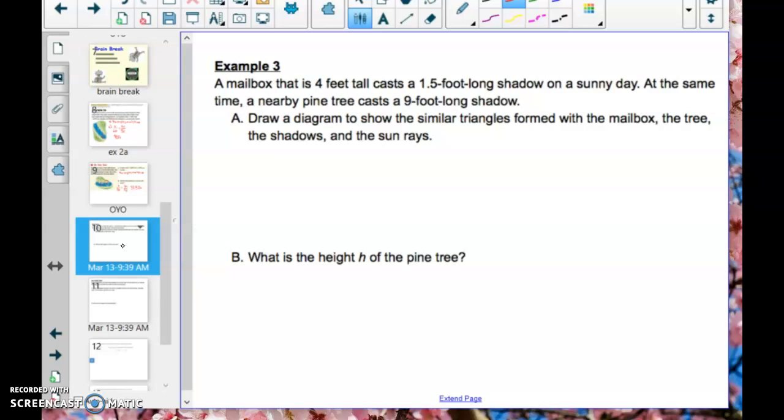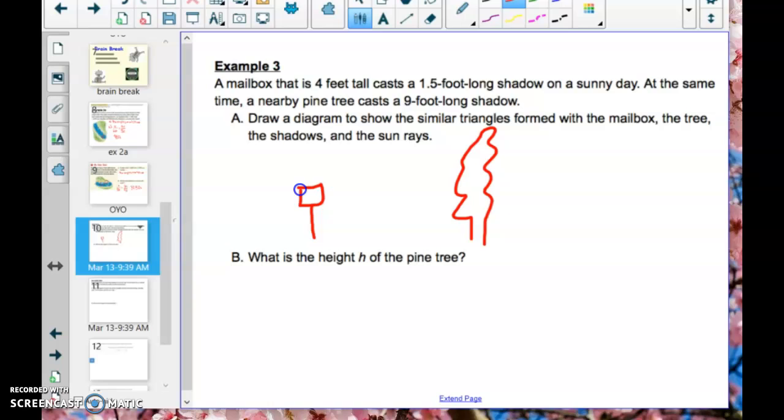All right, next up, example 3. It's going to help you if you actually draw a picture for this situation. So a mailbox that is 4 feet tall casts a 1.5 foot shadow on a sunny day. At the same time, a nearby pine tree casts a 9 foot long shadow. So I'm going to draw a really bad drawing, but I'm going to do the best I can. Don't judge me on my drawing.